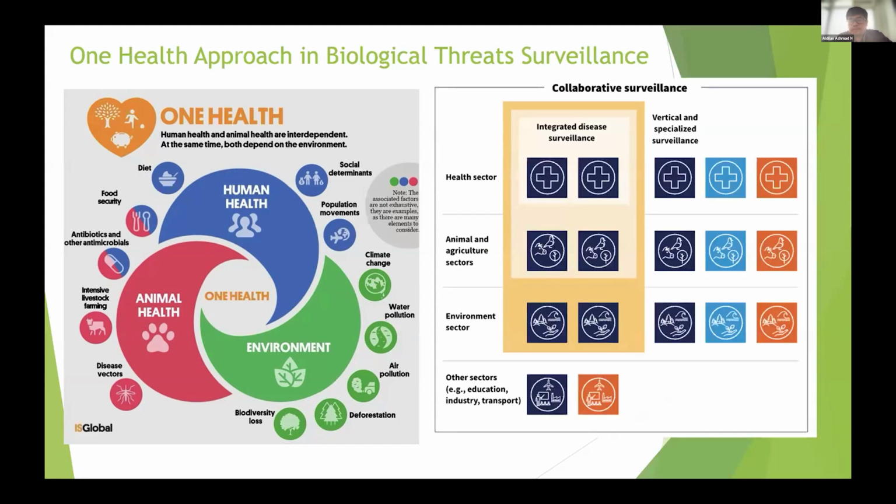Right now, the WHO coined another method called multi-source collaborative surveillance, which collects data from the health sector, animal sectors, and environment sectors, creating an integrated disease surveillance from various facilities and data sources. And also we can include other sectors such as education, industry, and transport, so that we can calculate the capacity of countries and also the risk of exportation of the disease.